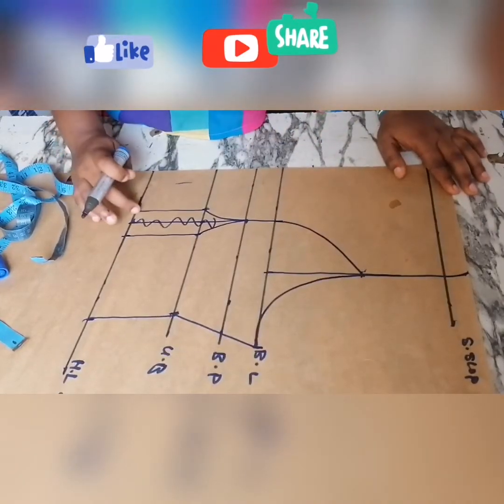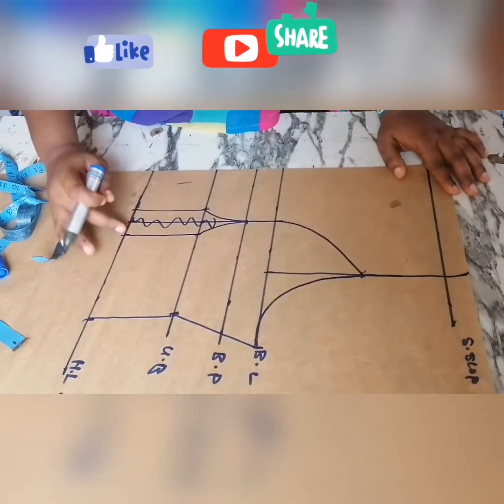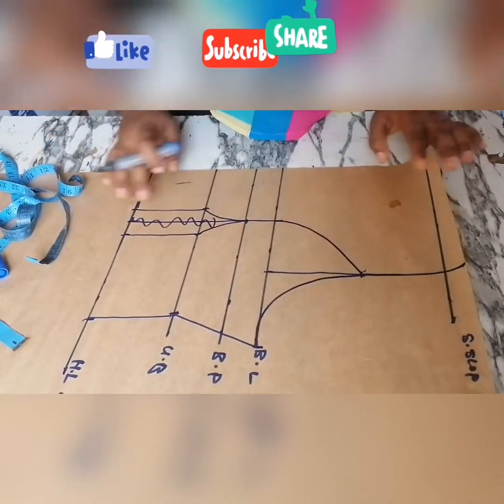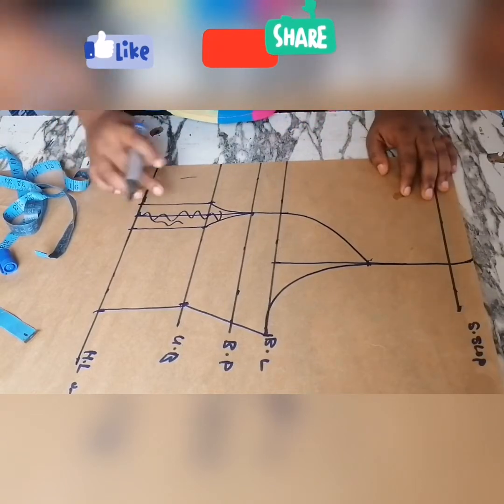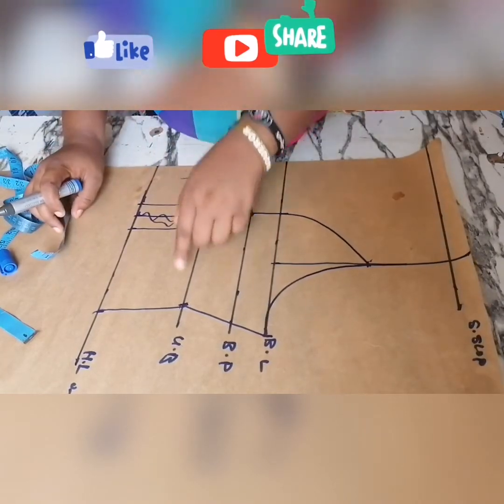So while cutting our pattern out, we are going to be cutting through these lines from the waist to the under bust, the bust line, and to the shoulder. So that's how we'll get our princess dart breast 2.